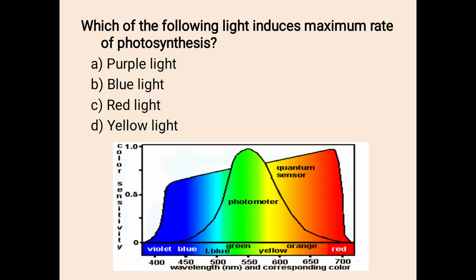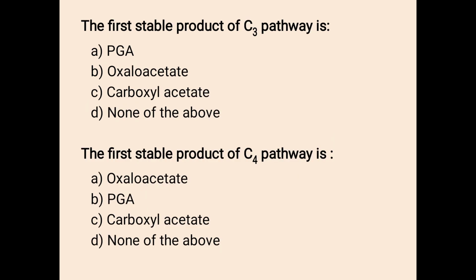Next question is, which of the following light induces the maximum rate of photosynthesis? So in this picture also we can see that the maximum rate of photosynthesis occurs in the red light region. So the correct answer to this question is red light. Next question is, the first stable product of C3 pathway is.